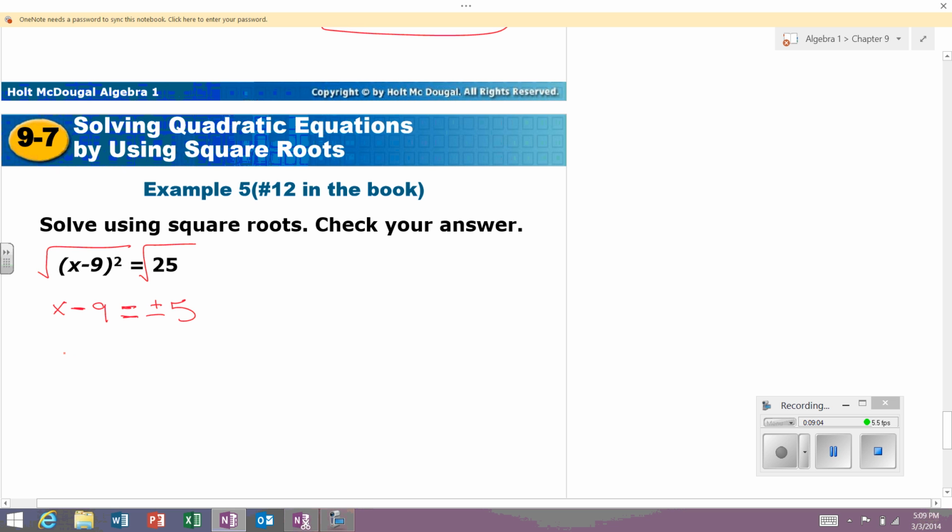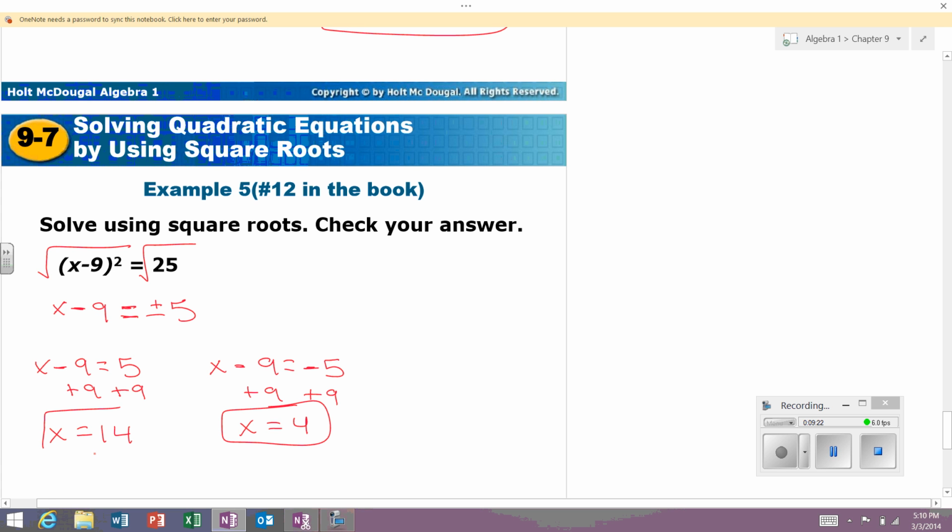So I have two solutions, okay? I'm going to have x minus 9 equals positive 5, and x minus 9 equals -5. So I need to now solve these separately. So x will equal 14, or x will equal 4. So this involved two steps. Once you took the square root, you had to set up your two solutions by moving what was next to the x over.